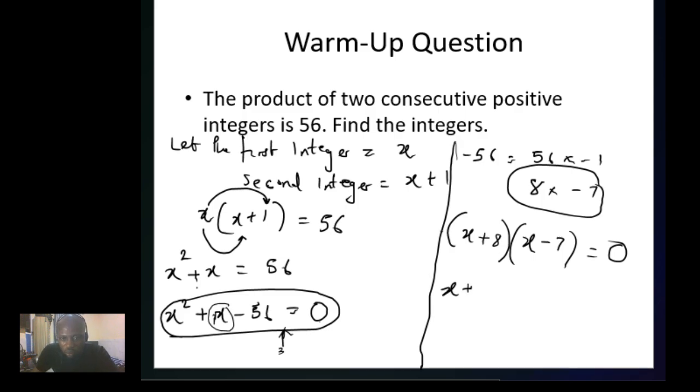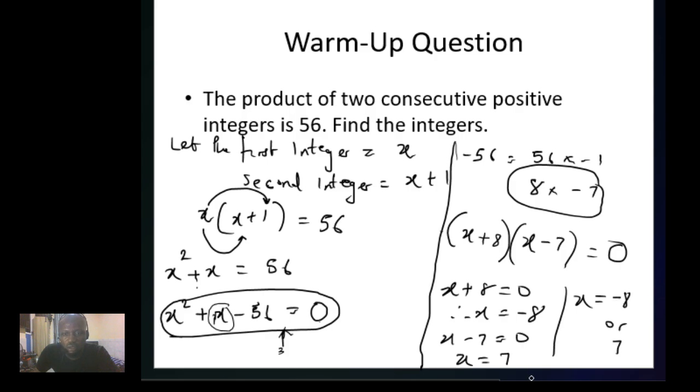So x plus 8 equal to 0. If x plus 8 equals 0, therefore x is going to be equal to minus 8. And the second one, x minus 7 equals 0. If x minus 7 is equal to 0, then x is going to be equal to 7. Therefore, x is either equal to minus 8 or 7. That's it. That is how to solve the quadratic equation.